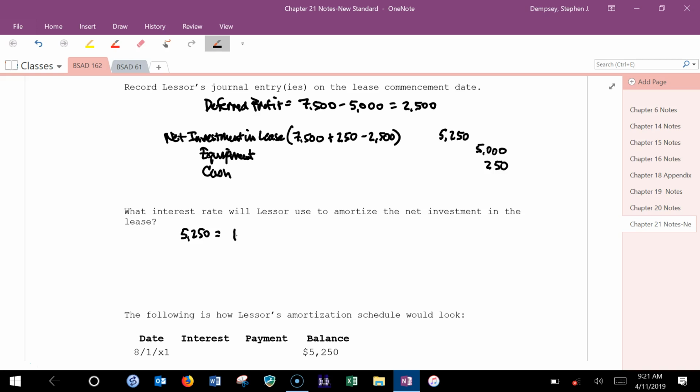Okay, so 5250 equals 1866, which are the lease payments, 1 minus. We've got to solve for an interest rate to amortize that. Plus, they're expecting the residual value to be 2,000 at the end of the lease term.